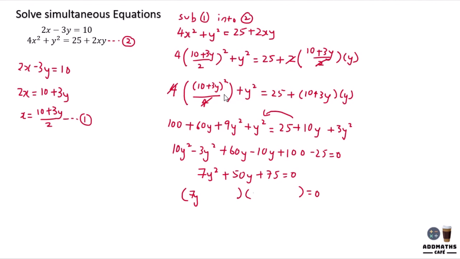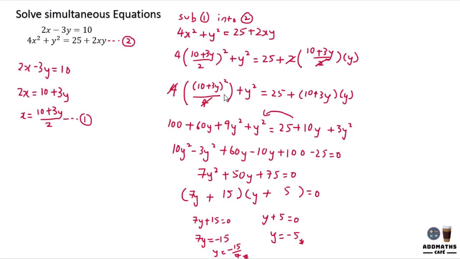7y over here and y over here. And then try to get 50 from 75. Just times 15 and 5. So 15 over here, 5 over here. So plus and plus. This will give you 7y plus 15 equal to 0. This will give you y plus 5 equal to 0. From this, I know that 7y equal to negative 15. Y will give me negative 15 over 7. And this part will give me y equal to negative 5. So this will give you the y answer.